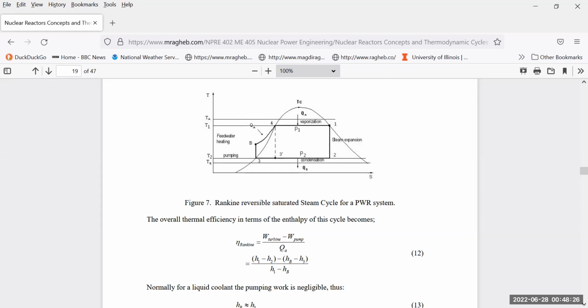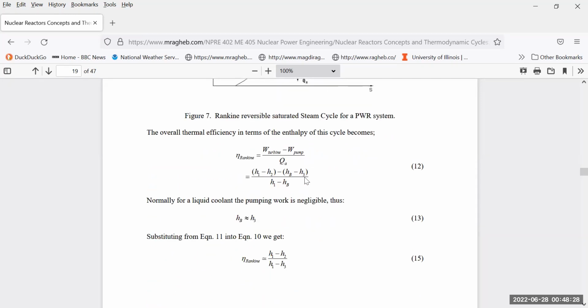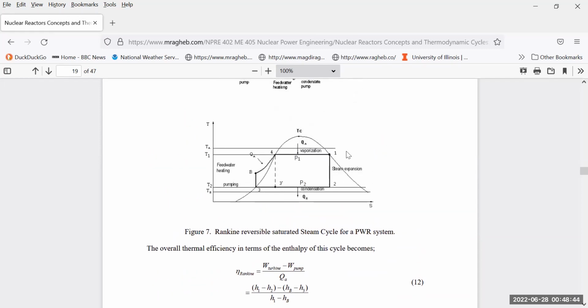So we define the efficiency in a slightly different way as the work done in the turbine minus the work done in the pump divided into the heat addition. And we can express that in terms of the enthalpies rather than just the temperature. So the work done in the turbine would be the enthalpy at point 1 minus the enthalpy at point 2. The heat addition would be from B to A here when you pump the water in the feed water heating and then add it into the core of the reactor in the heat exchanger to cause vaporization.